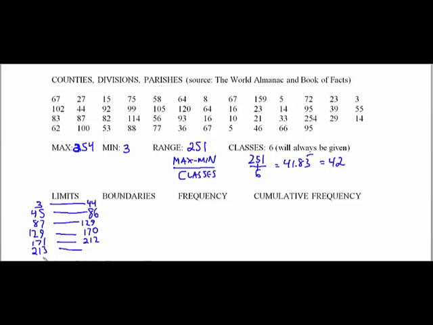Now, since you haven't had a number down here to base that off of, you'll note that these are also increasing by 42 each time. So this goes to 254. Okay, so that gives me your limits.